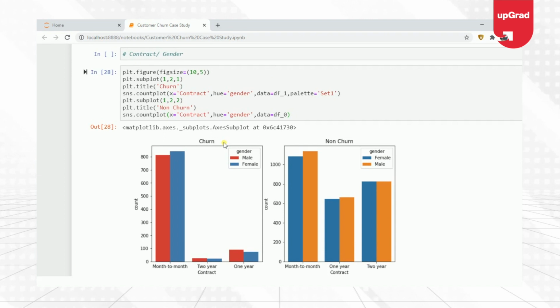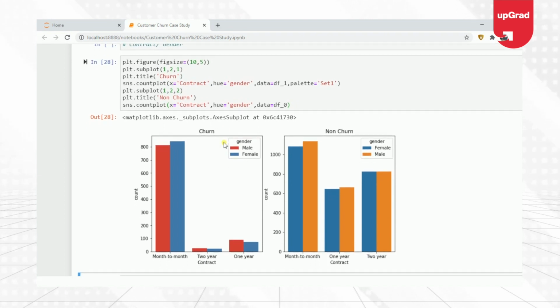If you observe this plot for the churn and non-churn customers based on gender, this maroon color is representing the male and this blue color is representing the female. Let us try to find the pattern. In the month-to-month contract, there is no variation between the male and female, so this is near to equal. There is no difference in the pattern of the gender. Even if you look at the 2-year contract or the 1-year contract, it looks like the male and female both tend to leave the network equally. So there is no imbalance in the data.